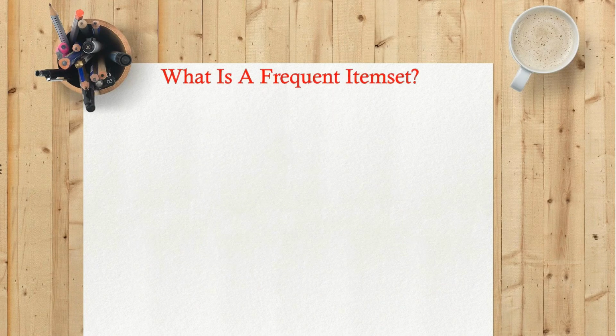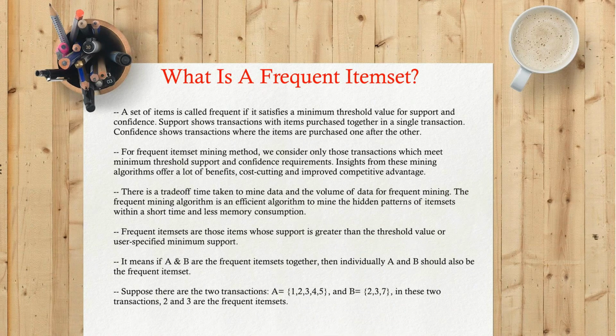What is a frequent item set? A set of items is called frequent if it satisfies a minimum threshold value for support and confidence. Support shows transactions with items purchased together in a single transaction. Confidence shows transactions where the items are purchased one after the other. For frequent item set mining, we consider only those transactions which meet minimum threshold support and confidence requirements.